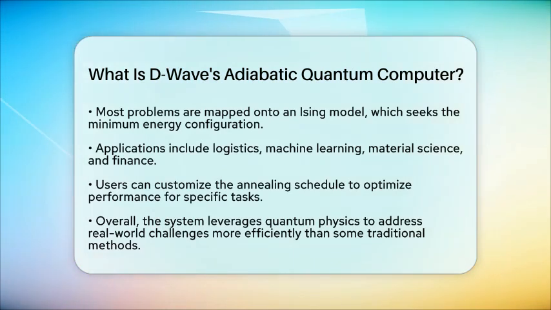Applications include logistics, machine learning, material science, and finance, where finding the best solution quickly can save time and money. D-Wave systems also let users customize the annealing schedule, which can improve performance for specific problems. This flexibility helps researchers and engineers experiment with different approaches to see what works best.